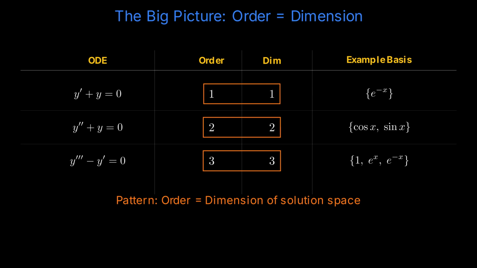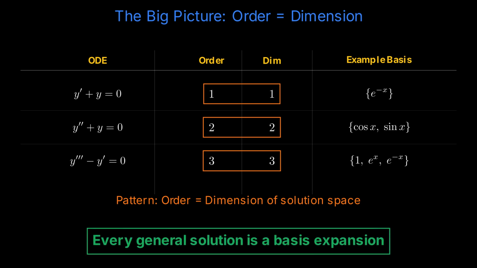Eigenvalues, eigenvectors, tools born in linear algebra, become the primary machinery for solving differential equations. Next time you write a general solution, see a vector space and the basis you chose to describe it. Every general solution is a basis expansion.